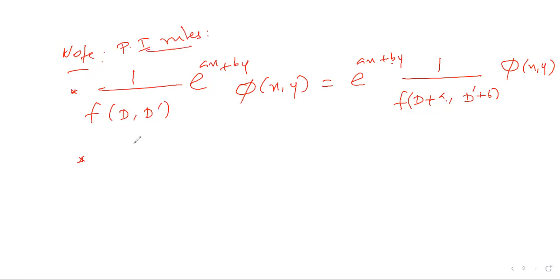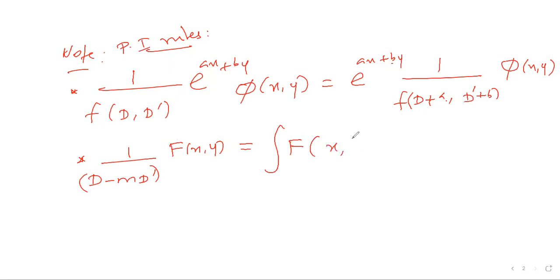Some extras. Also, what if you get D minus mD dash, something like that, with f of x comma y, one function? In that case, you have to transform this. The PI will be the integral of whatever the function f, where x will be x as it is, and the y can be changed into c minus mx, dx.